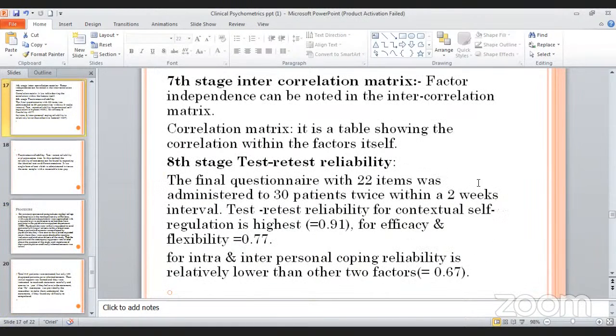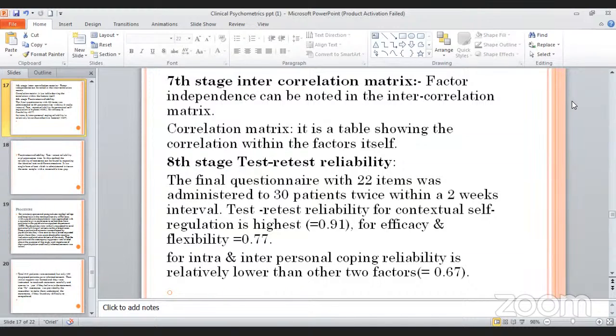Okay. So the 7th stage is the intercorrelation matrix. You know, it is very simple. That is the correlation among the factors, that is factor 1 with factor 2, factor 2 with factor 3, factor 1 with factor 3, just like this. We have to do the intercorrelation between the factors.